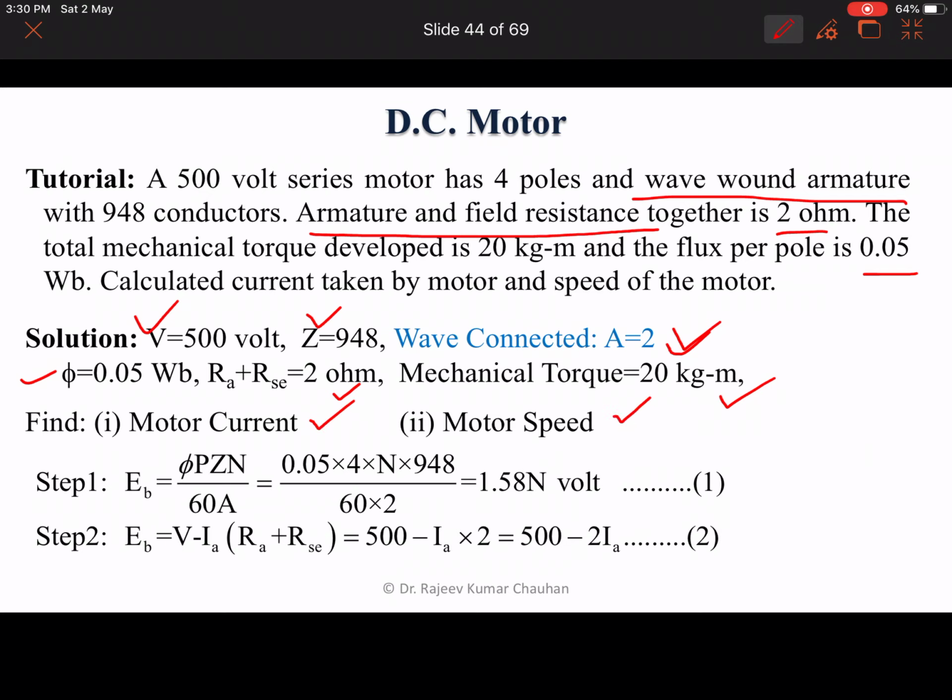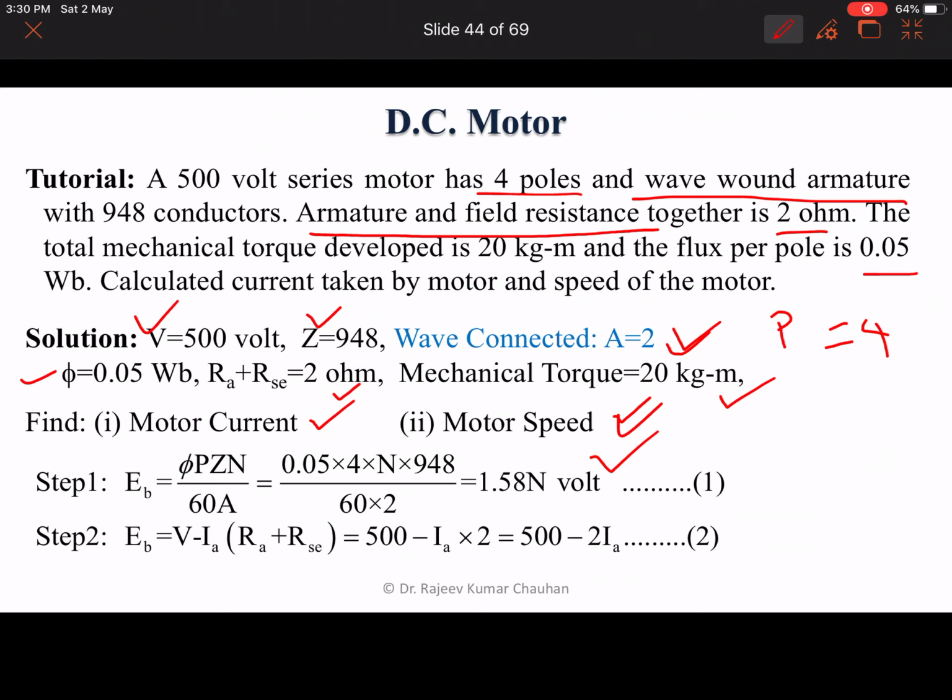So we know Eb is equal to phi P Z N upon 60A. Substitute the value of various parameters. 0.05 is the flux, multiplied by number of poles, P is equal to 4, multiplied by N because we want to calculate the speed, multiplied by 948 divided by 60 into 2. We will get Eb is equal to 1.58 N.